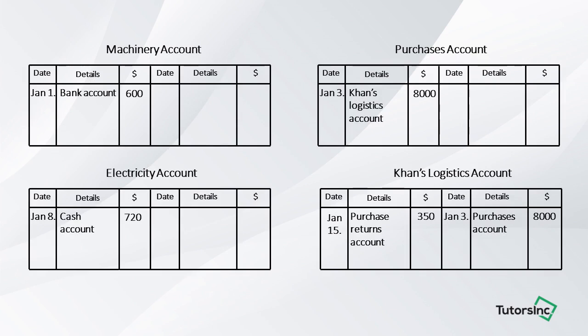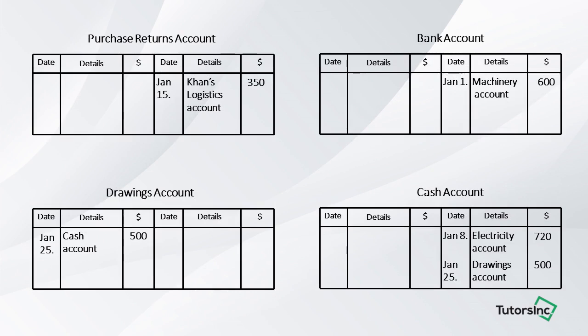We are done recording all the transactions we had in hand. This is how the accounts look after we have made all the entries. You would notice that in some accounts there are more than one entry. That is because those accounts appeared in more than one transaction. For example, Khan's Logistics account has both purchase and purchase returns on it. And similarly, there is electricity and drawings on the credit side of the cash account.